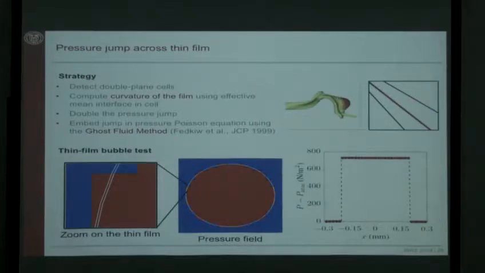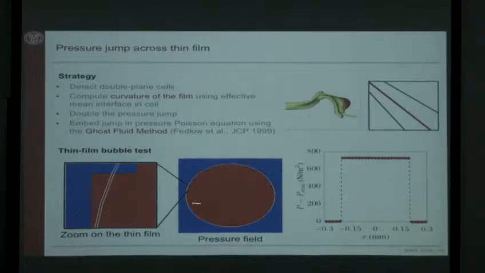So first of all, pressure jump across the thin film. If I have a film like that, I know already how to detect it by just counting the number of interfaces I have within my cell. If I have two, I have a film. If I have a film, I need to handle the pressure jump across the film. I can create a mean film location. Since I have two interfaces, it's easy to create a shared, essentially mean film location. And across that, I can compute the curvature of this thing. And then I can compute the associated pressure jump, double it, because I'm going from gas to liquid and then liquid to gas, and then put that into the ghost fluid method, and I'm done.